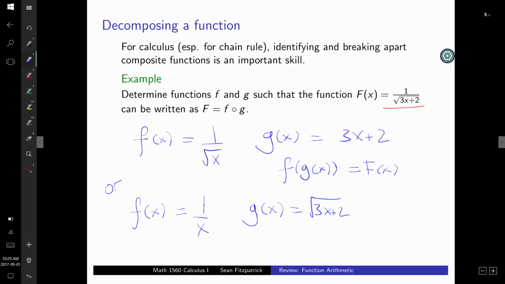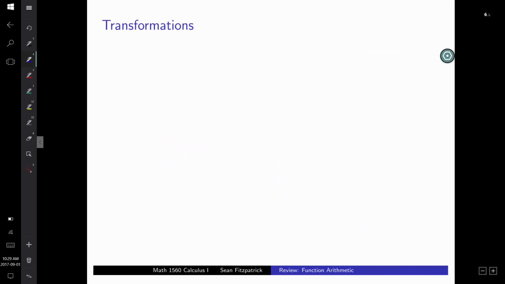Of course, this I could even break up further. I could break this up into the square root function composed with the 3x plus 2 function. I could break it up into those parts, right? So I could even break this up into 3 pieces if I want. So there's not always a unique answer, but you want to be able to know how to break these things up. If you have a complicated function, you want to know how to be able to break it up into simpler functions.